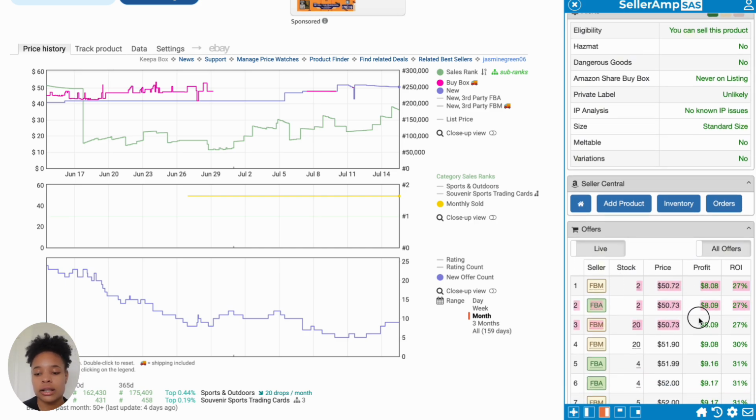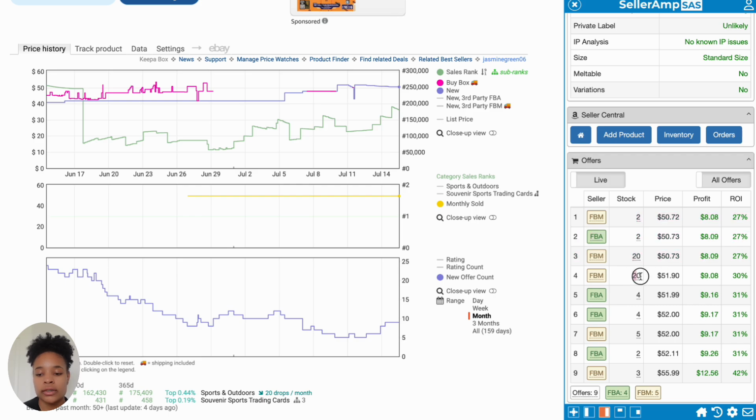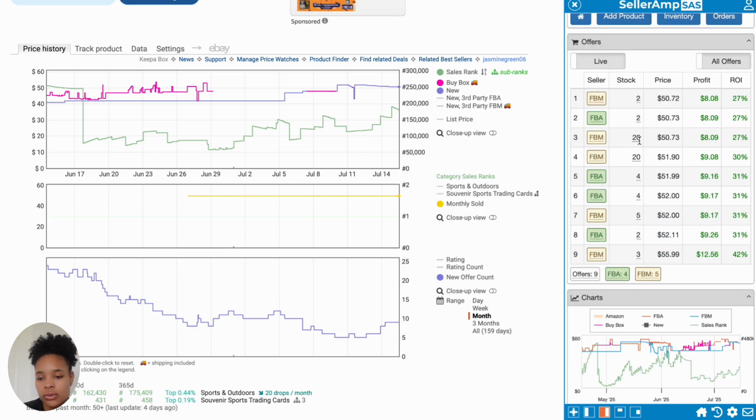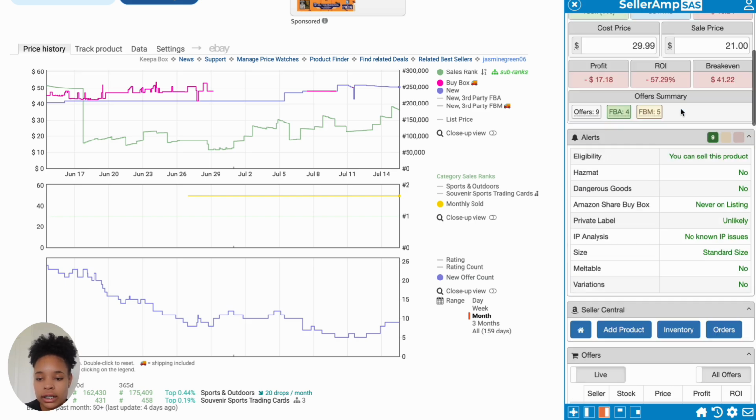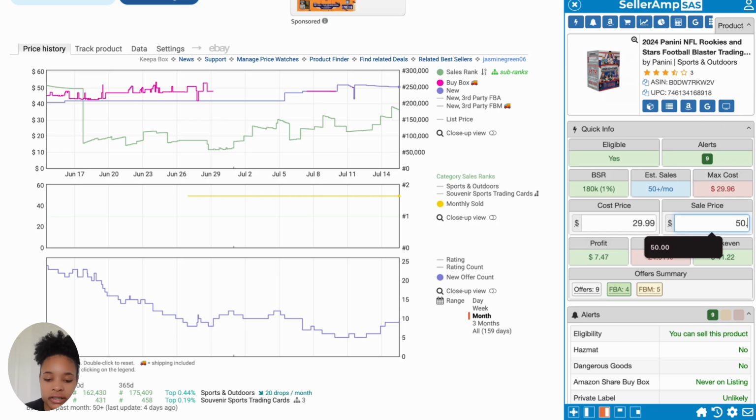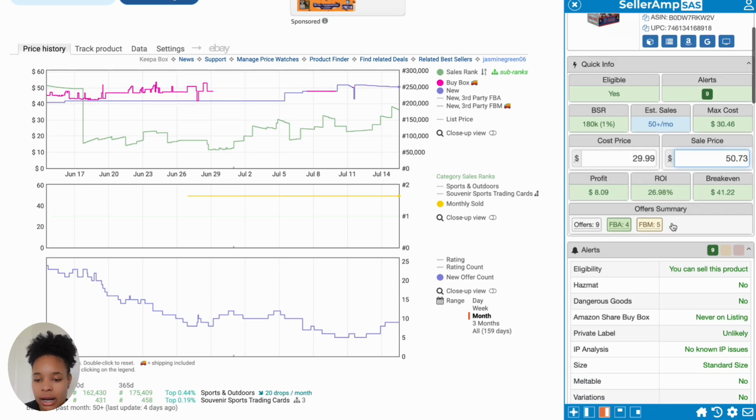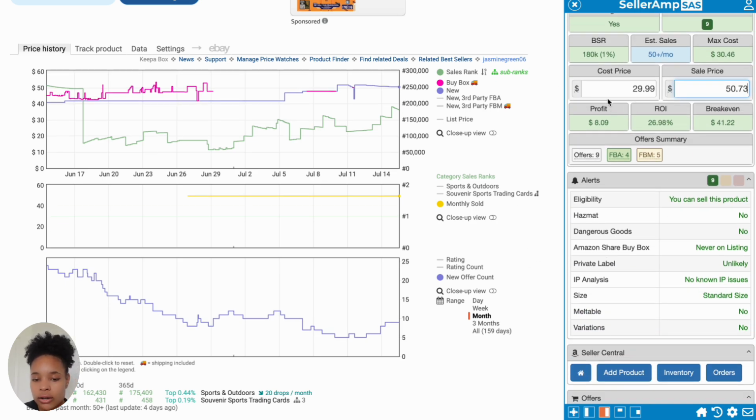So I see that these 2 sellers, actually these 3 sellers are in the 50s, and then it goes from the 50s to 51.90. The thing with this one is that there's 20 in stock from this FBM seller, and they could be lying about having 20 in stock just to kind of scare people off of the listing. But I would probably price it at 50.73 as well, and I'll just match it. So then I'll be matching these 2 sellers right here if I were to sell this product. And I would make 26% ROI, $8 profit.